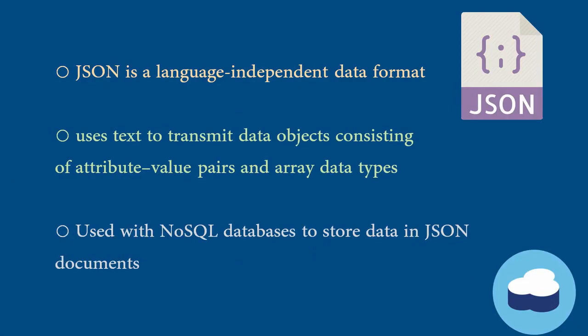JSON is a language-independent data format. It is used to store data in forms of documents where we have key value pairs or attribute value pairs in format of text to transmit data objects and array types and other things. We can store data, encrypted or unencrypted, in plain text in human readable form that can be used as a database.